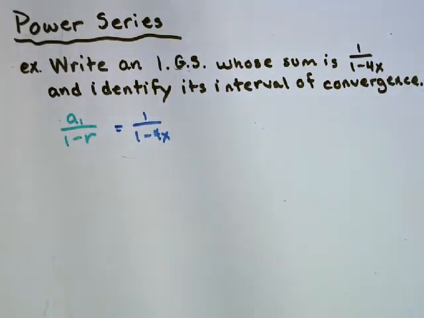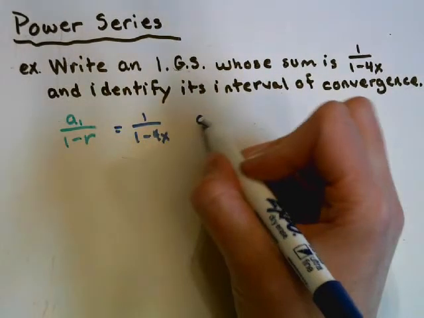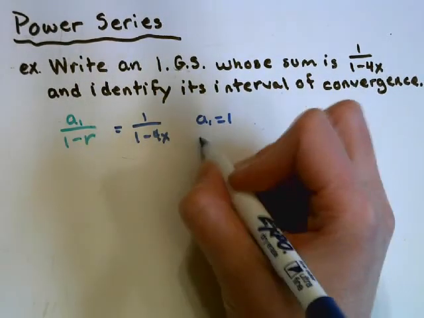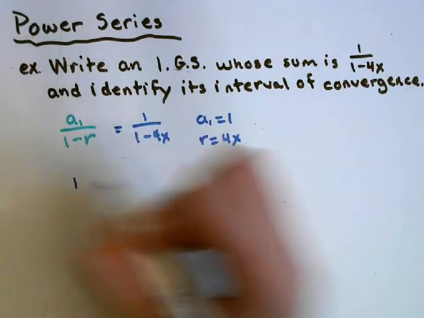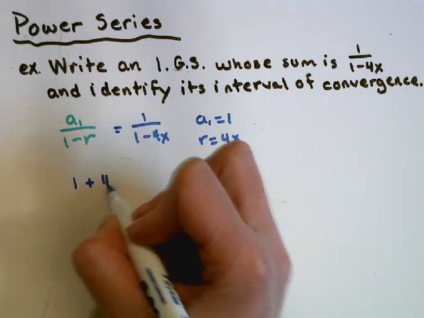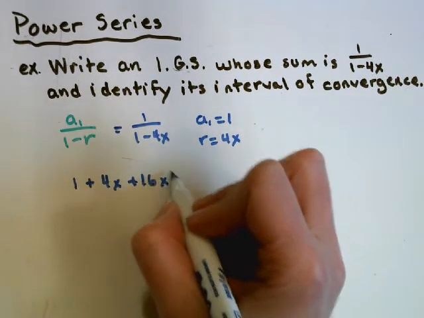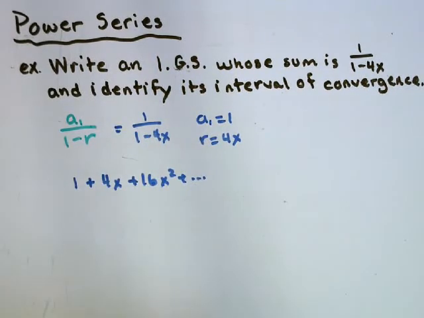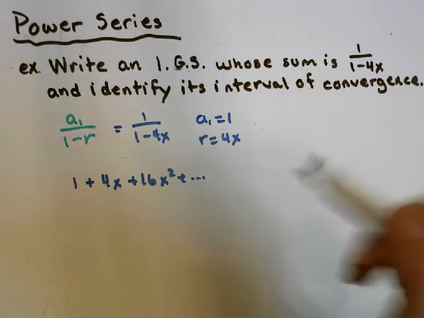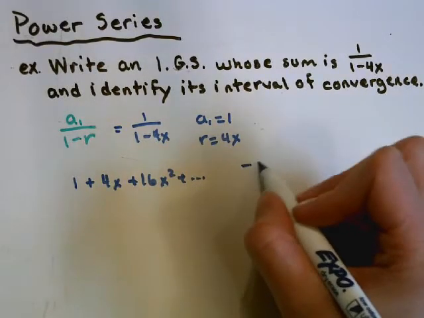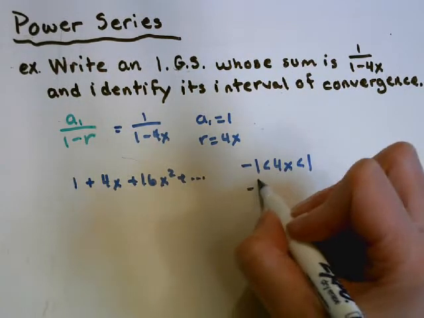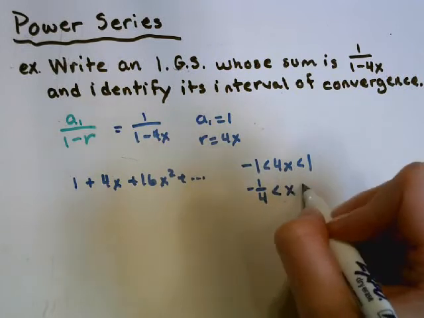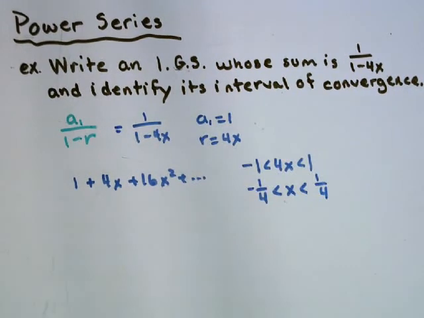So we're just going to take the pieces. My a1 is going to be 1. My r is going to be 4x. So my infinite geometric series starting with 1, then multiplying by 4x, so 1 plus 4x plus 16x squared, and so on, is going to be my series. For the interval of convergence, I want my common ratio, which is 4x, to be between -1 and 1. That will happen when I divide by 4, if my common ratio is between -1/4 and 1/4.